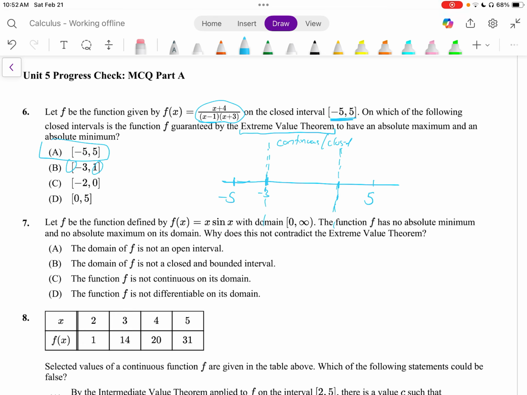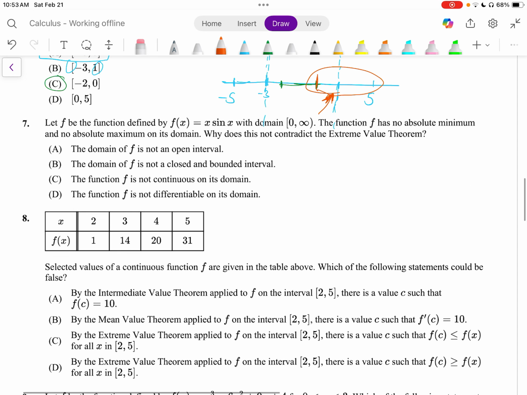Negative 2 to 0 goes from here to about here. That one is okay. So C is probably our answer. We can check 0 to 5. 0 to 5 would cross over this spot where there's an undefined value. So it's not D.